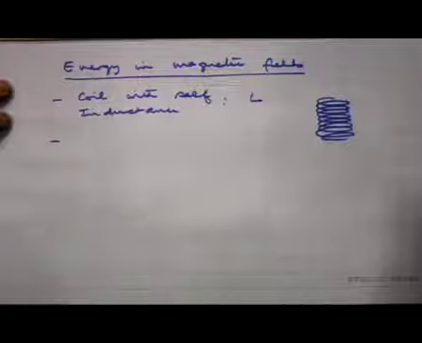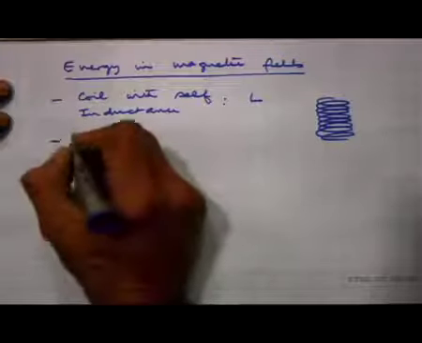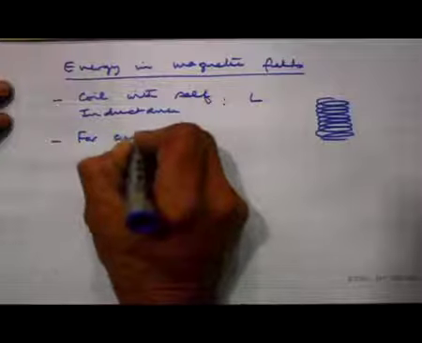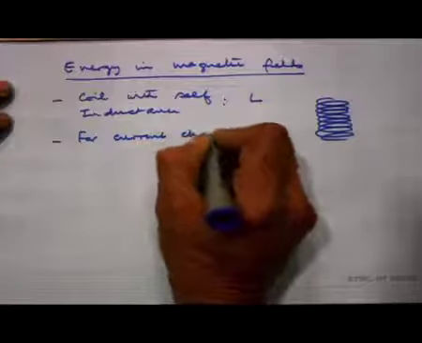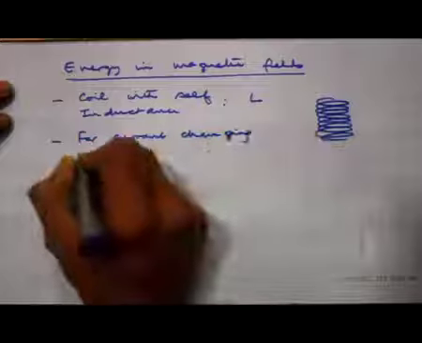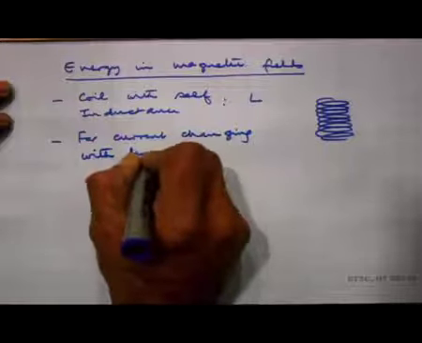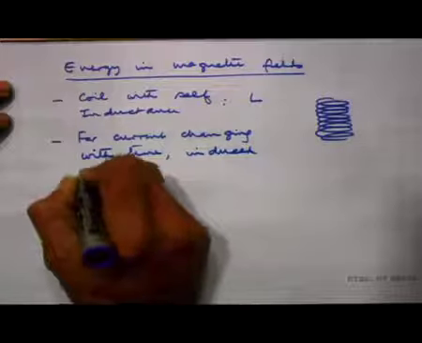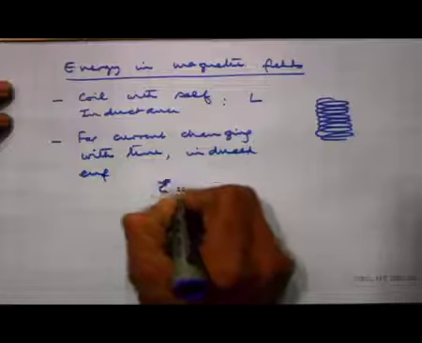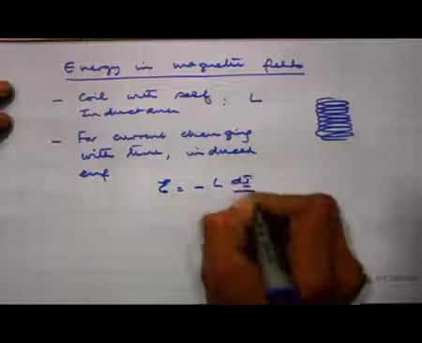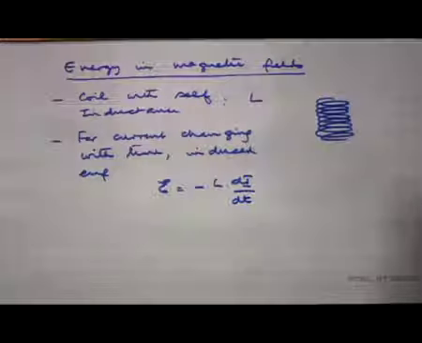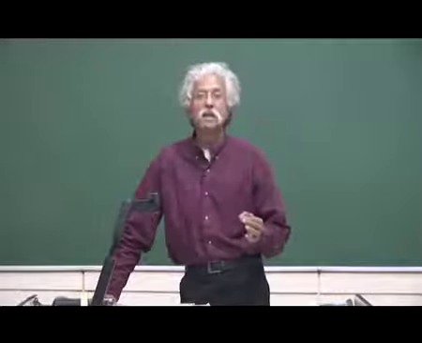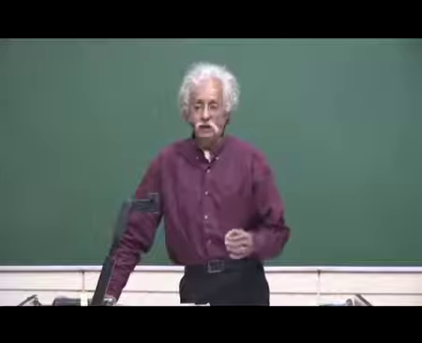When the current in the coil changes with time, I will get an induced EMF, minus L di by dt. L times I is the flux, L is the self inductance. So, minus L di by dt, which is minus d phi by dt, is nothing but the induced EMF.